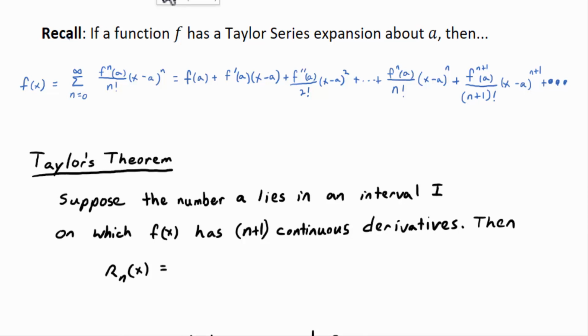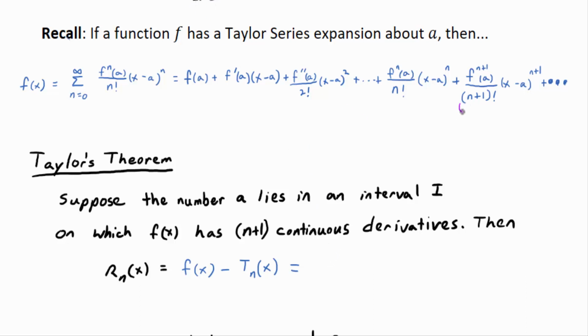Okay, Taylor's theorem. Suppose the number a lies in an interval I on which f of x has n plus 1 continuous derivatives. Then R_n of x, remember what that was? Do you guys remember what that was? F of x minus the nth degree Taylor polynomial. That's what it is, right? Turns out that Taylor proved, I don't know if he's the first one to prove it, but it's called Taylor's theorem, so he must have done something with it, that's equal to, okay, here's what it looks like.